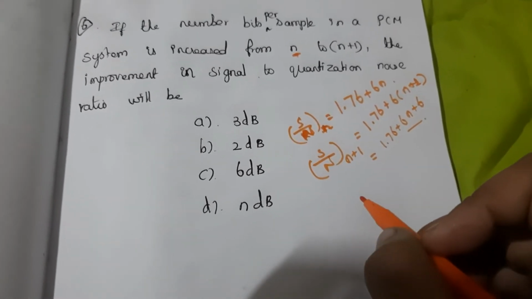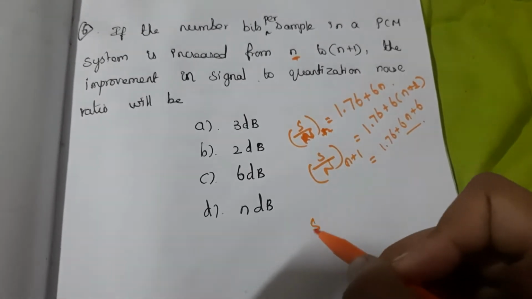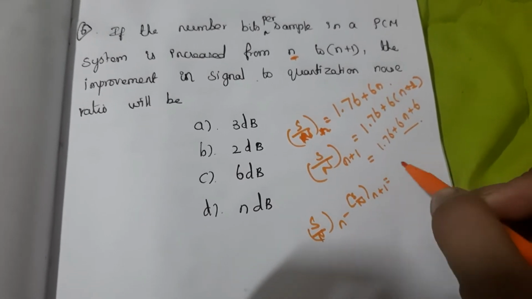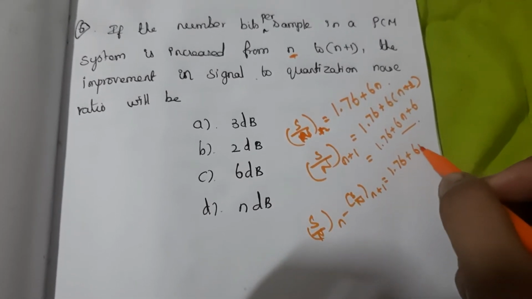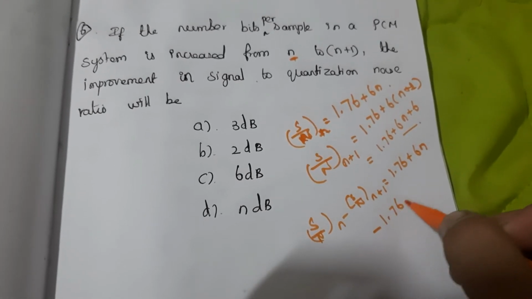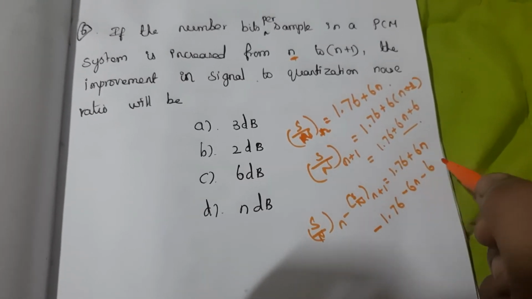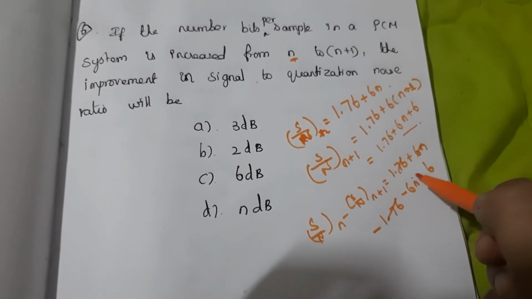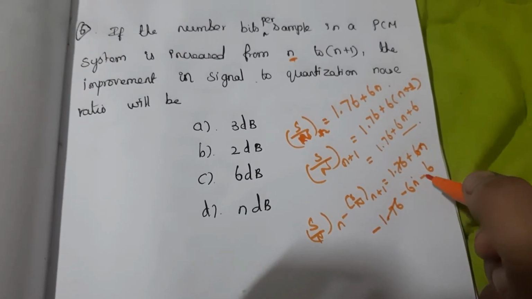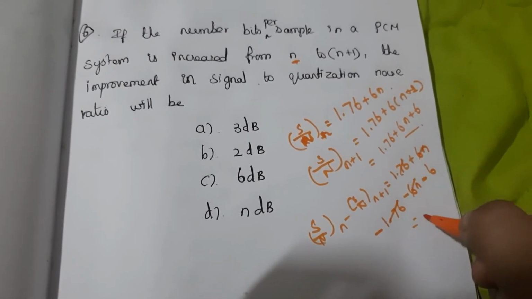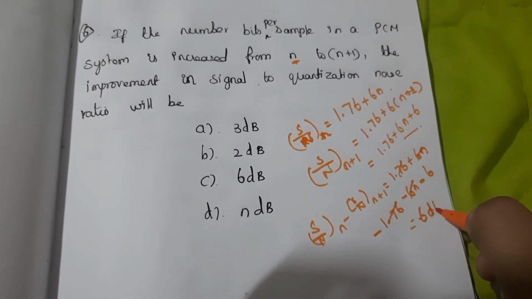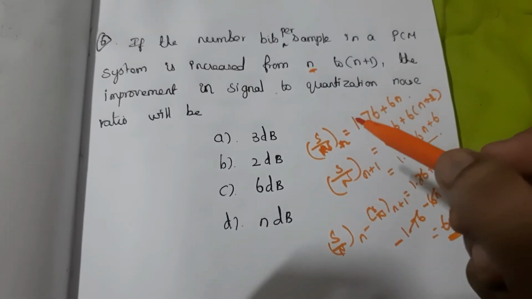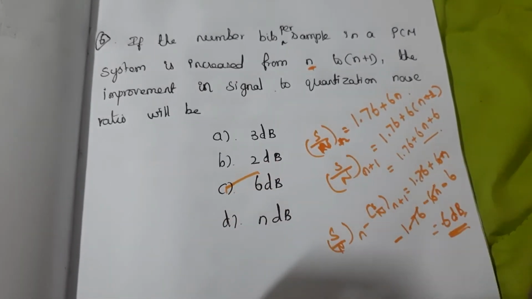So now we have to find the difference. So S by N for n plus 1 minus S by N for n. We will get 1.76 plus 6n plus 6 minus 1.76 minus 6n. So this term will be cancelled, and we will get 6 dB. So the quantization noise ratio improvement will be 6 dB. So answer is C.